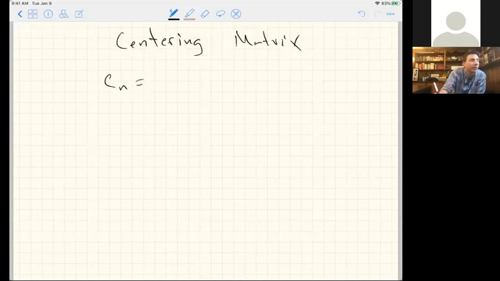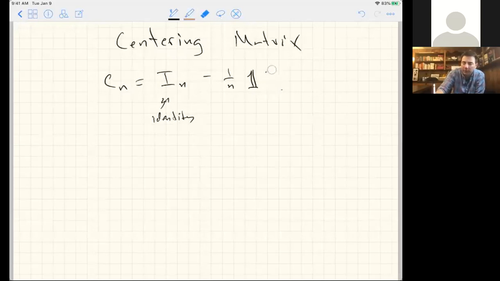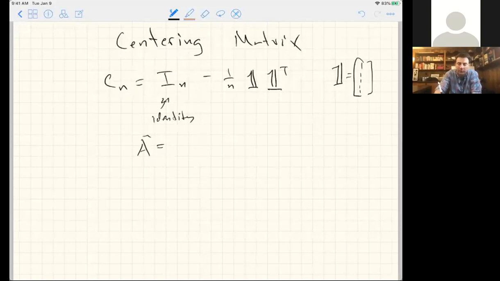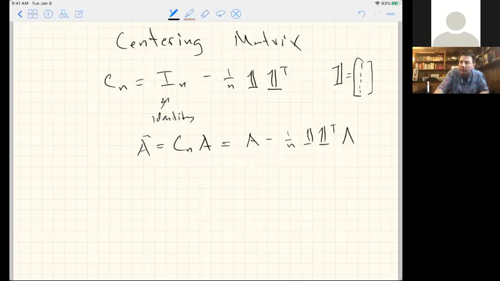So I can also do this through a centering matrix. I can define C_n to be the identity I_n minus 1 over n times 1 times 1 transpose, where this 1 matrix is all ones. This is called the centering matrix, and to do centering, one way of doing it is I can write A tilde equals C_n times A. It's a linear operation, so if I expand this out, this is A minus 1 over n times these all ones matrices times A, and this is basically computing the average and subtracting it.